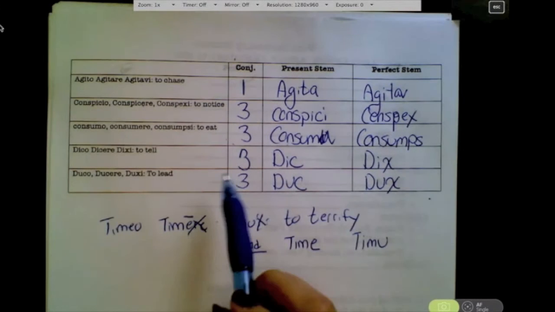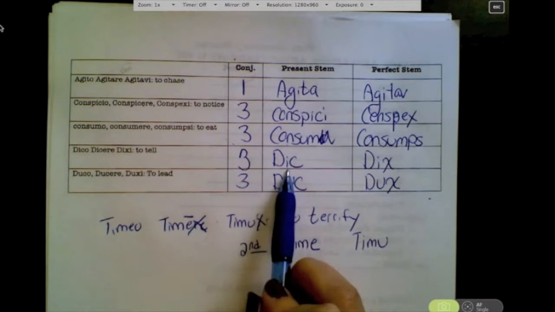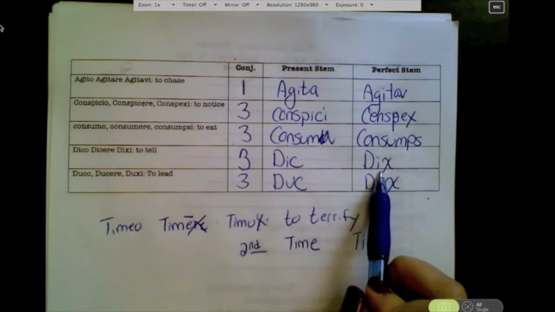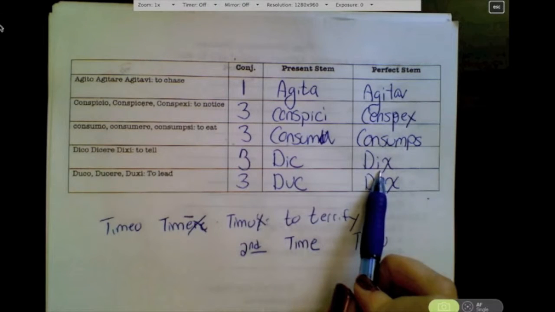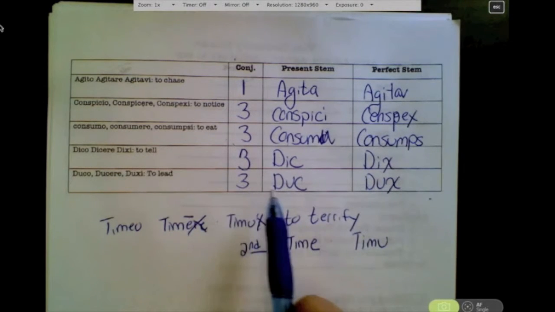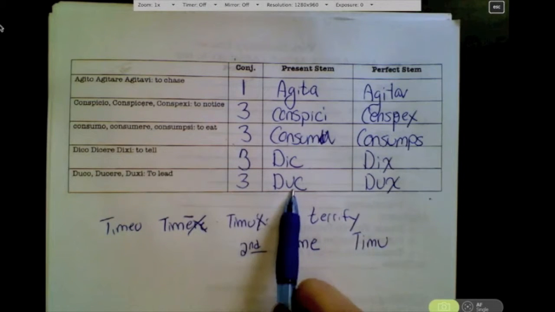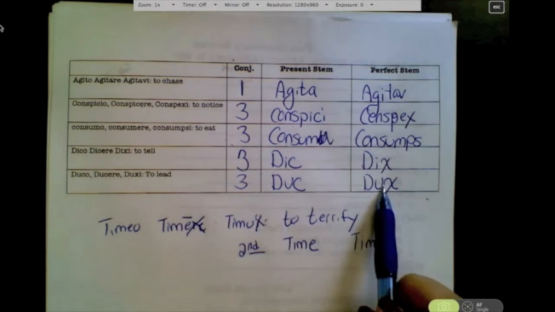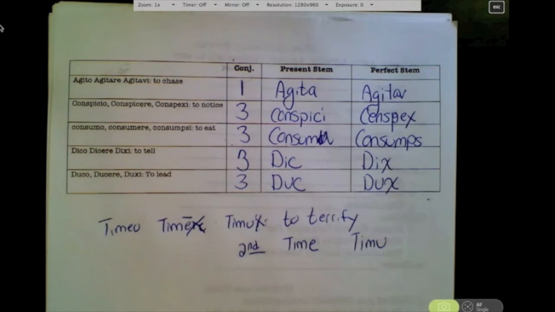Okay, the next one I'm going to look at is dico, dicere, third, another ERE, and I dropped the O to get dic, D-I-C, and then dix, D-I-X, I dropped the I off the third principal part to get the perfect stem. Alrighty, and the last one I have here, I want to look at the second principal part. Again, third, ERE, drop the O from the first, got duc, and then I got duxs because I dropped the I off the third principal part, and that's my perfect stem.